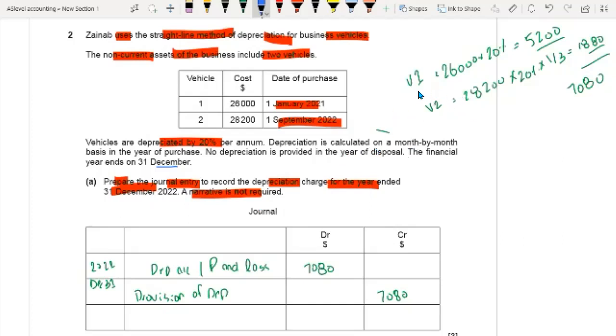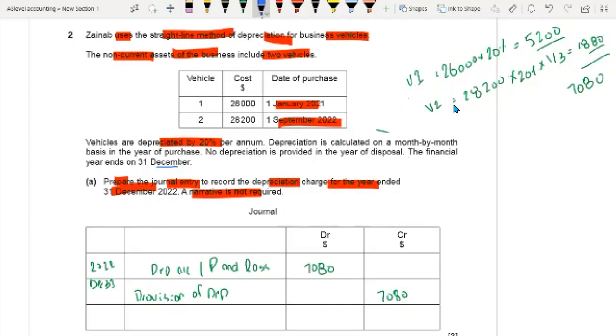For vehicle one, if you see that it was purchased on 1st January 2021 to 31st December 2022, it would give you 1 year's depreciation. So just apply the 20% on the cost. So we had a 5200 depreciation for vehicle one.